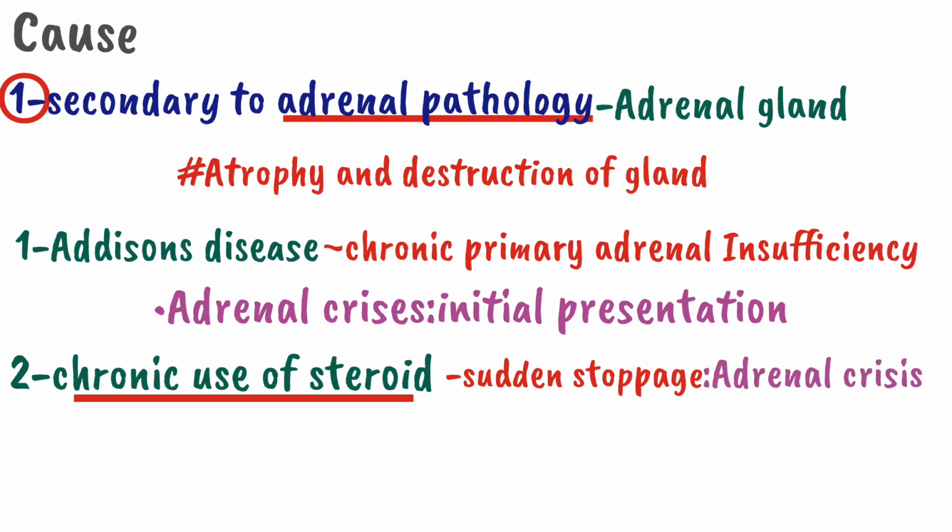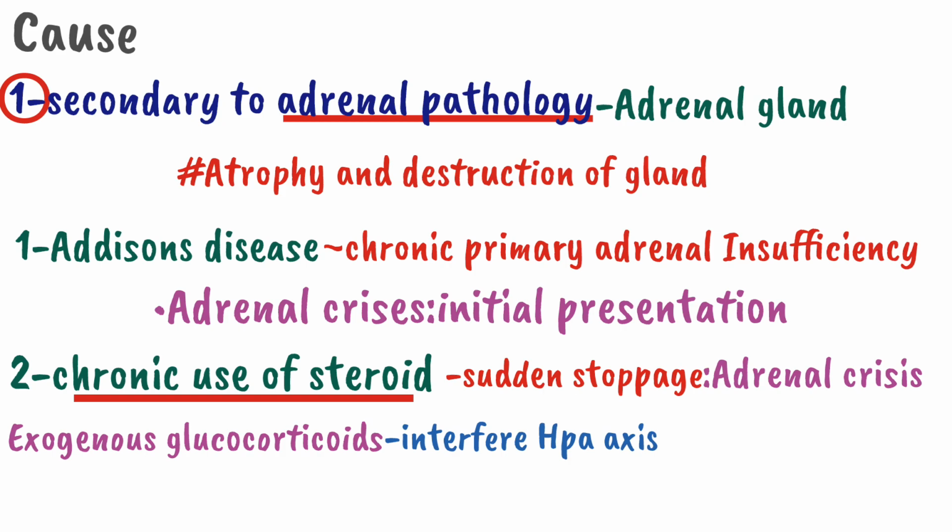How does exogenous glucocorticoid lead to adrenal crisis? Remember that when a patient is using exogenous glucocorticoid, it will interfere with the HPA axis. So the normal production system of cortisol from the adrenal gland is suppressed under the influence of exogenous glucocorticoid. So when we stop the exogenous glucocorticoid, the normal HPA axis is not functional. So the adrenal gland will fail to produce cortisol, and the patient will present with an adrenal crisis.